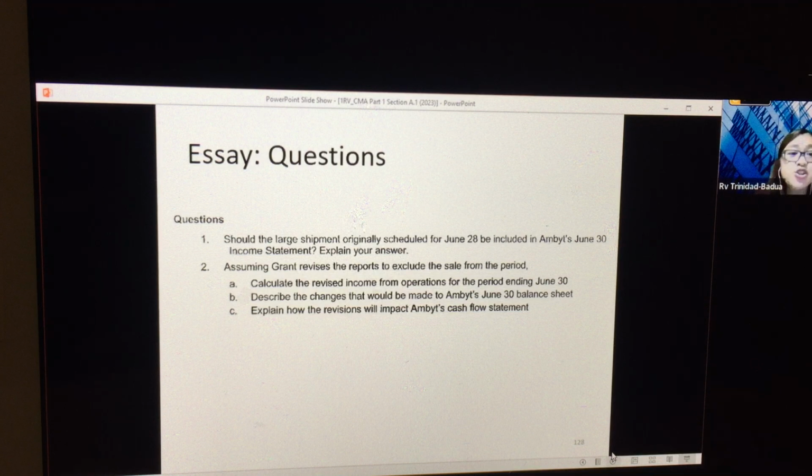Ang tanong, should the large shipment originally scheduled for June 28 be included in Ambit's June 30 income statement? You have to explain your answer. Assuming Grant revises the reports to exclude the sale from the period, calculate the revised income from operations for the period ending June 30, describe the changes that would be made to Ambit's June 30 balance sheet, and explain how the revisions will impact Ambit's cash flow. Paano natin to sasagutin?